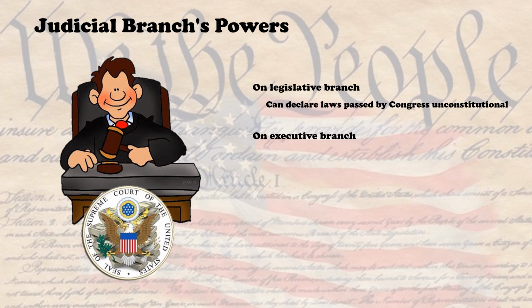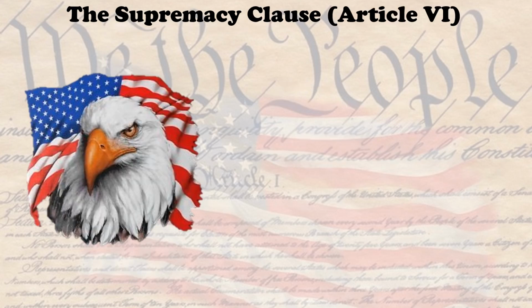Over the executive branch, the power is very similar. It can declare an action of the executive branch to be unconstitutional. And once again, if that action is declared to be unconstitutional, that action is illegal. As I'm sure everybody knows, the U.S. Constitution is the supreme law of the land. There's no law higher in the United States than the U.S. Constitution. Now, this comes from the Supremacy Clause, which is Article 6 in the Constitution.